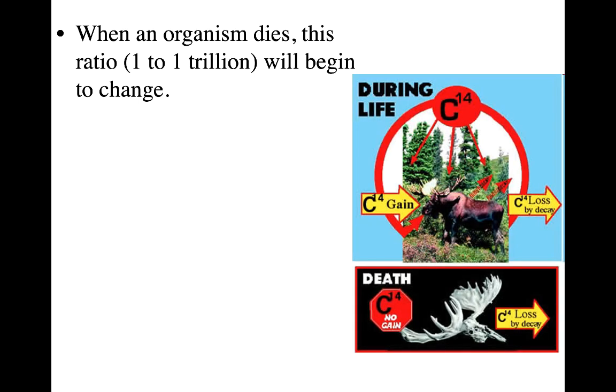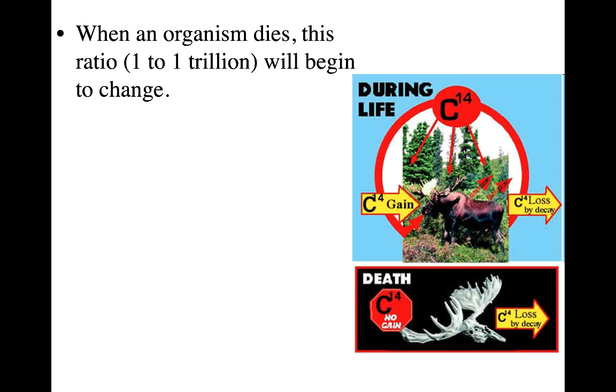During life, we've got carbon-14 molecules being gained because either the plants are getting the carbon-14 from the atmosphere, or the animals are eating the plants, or the animals are eating animals that ate plants. But we're also getting carbon-14 loss through decay. So this is a balance. We're going to have a ratio of 1 carbon-14 for every 1 trillion of carbon-12s.